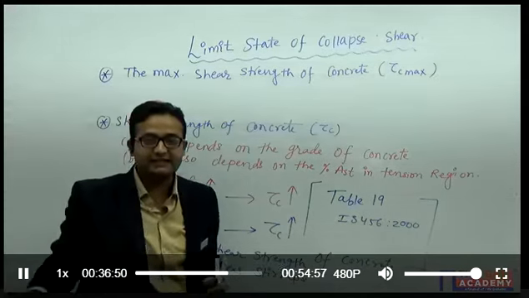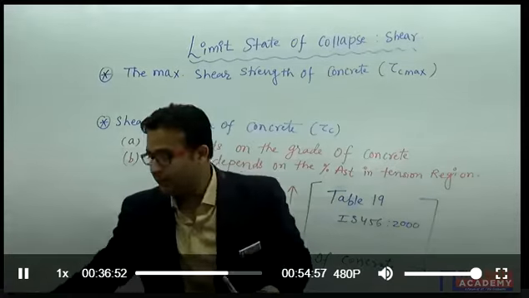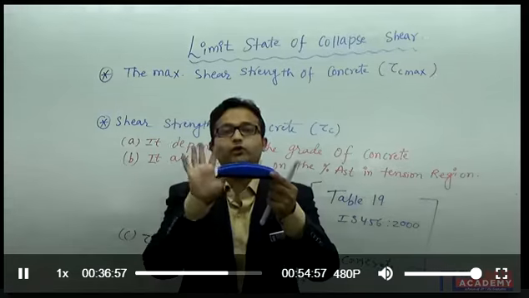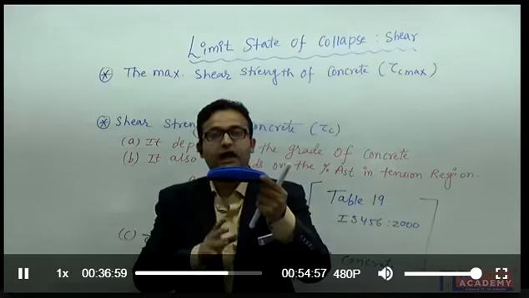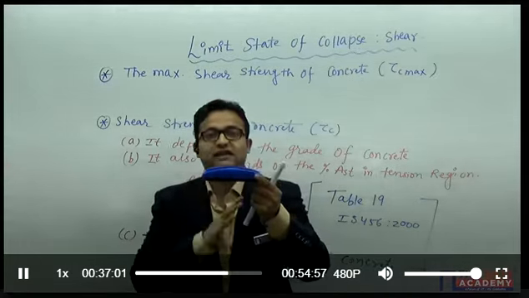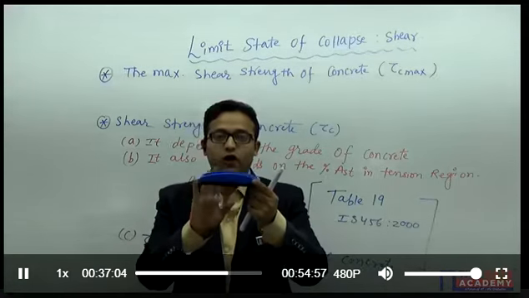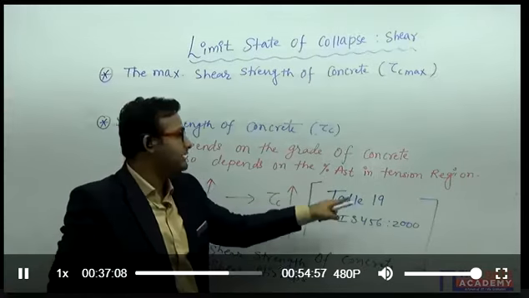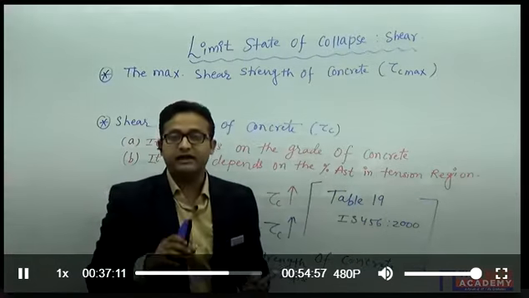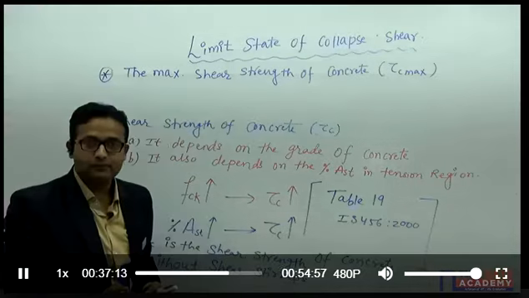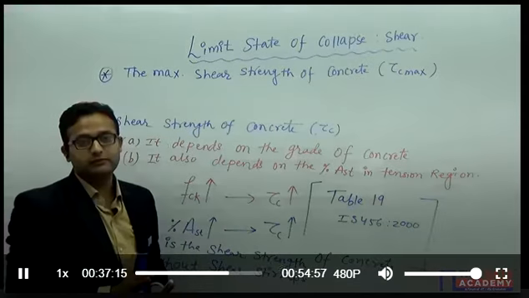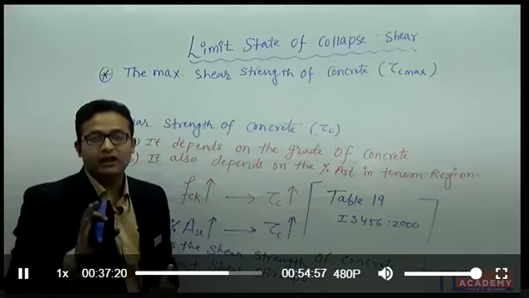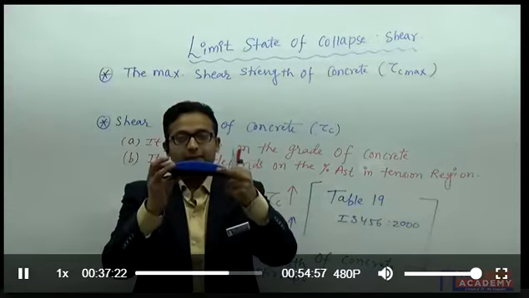See, in the first case, suppose I have prepared one beam and I have provided only the longitudinal reinforcement. I have not provided the transverse reinforcement, that is the shear stirrup. So the shear strength of concrete will be tau c, and this can be calculated from table 19 depending upon the grade of concrete fck and the percentage of reinforcement AST. This is tau c.